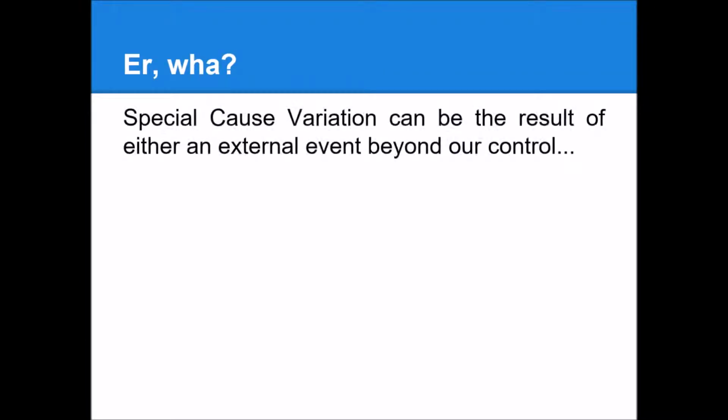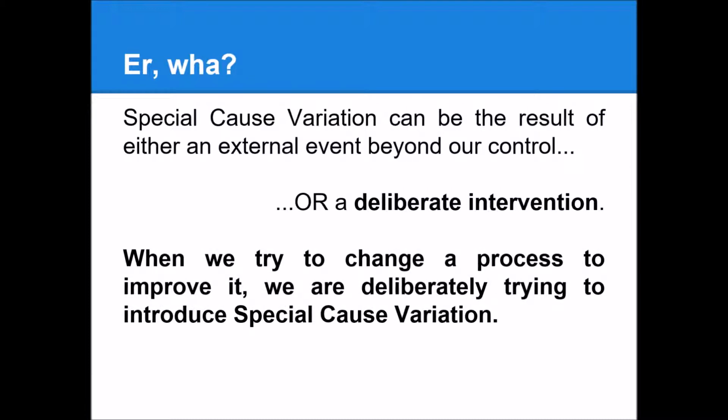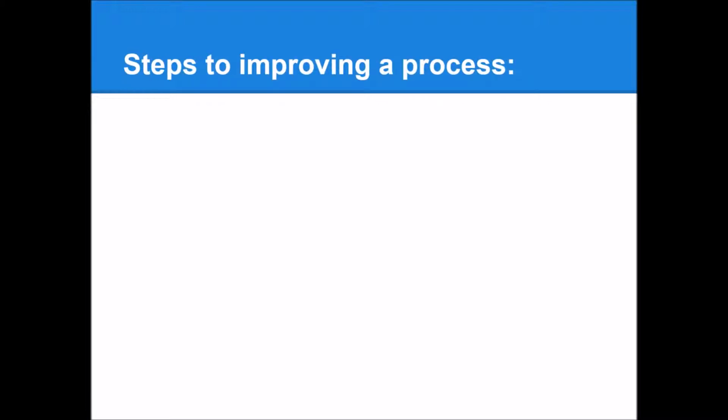Special cause variation can be the result of either an external event beyond your control, or it can be the result of a deliberate intervention. When we try to change a process to improve it, we are deliberately trying to introduce some kind of special cause variation into the process and hoping to see a change in the data that violates one of the 8 rules we talked about.